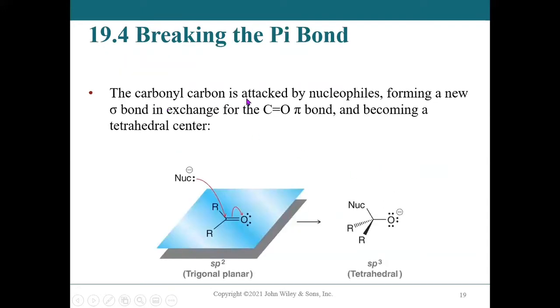The carbonyl carbon is attacked by nucleophiles, forming a new sigma bond in exchange for the C=O pi bond. One of the bonds in that C=O double bond is a pi bond, and the carbon becomes a tetrahedral center. So this carbon changes from sp2 hybridization with a trigonal planar geometry into sp3 hybridization and tetrahedral geometry.